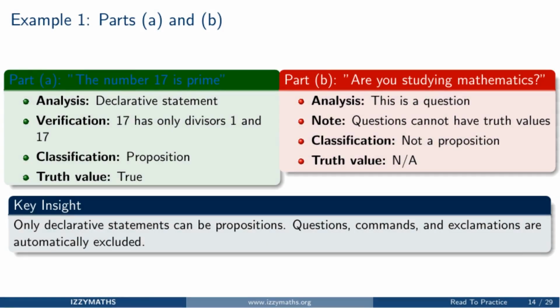Let's analyze the first two parts. Part A. The number 17 is prime. This is a declarative statement. For verification, 17 has only divisors 1 and 17, making it prime. Classification, this is a proposition. Truth value, true.